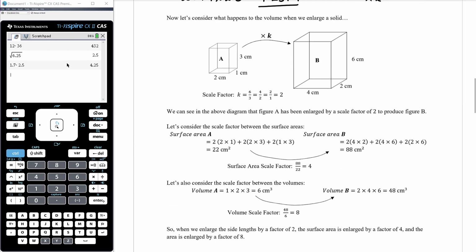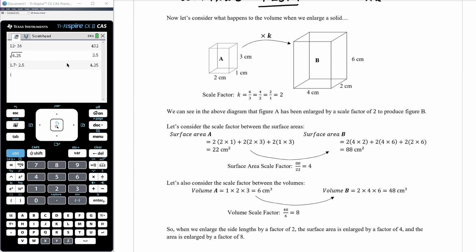Okay, let's have a think about what happens to the volume when we enlarge a solid. So let's think about these two solids. We've got this smaller solid A with dimensions 1, 2, 3, and this larger solid B with dimensions 2, 4, 6. So we can see very clearly that we've multiplied all the side lengths by 2. We can see that 6 divided by 3 is 2, 2 divided by 1 is 2, 4 divided by 2 is also 2. The fact that all the lengths are in the same scale factor tells us that they're similar, and that the scale factor is 2.